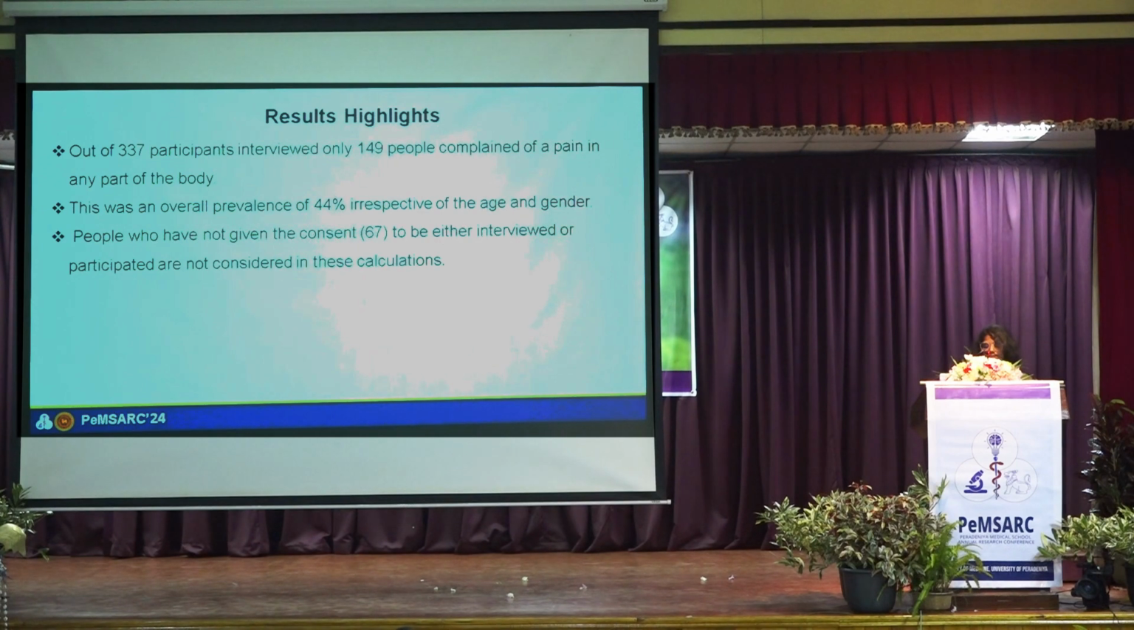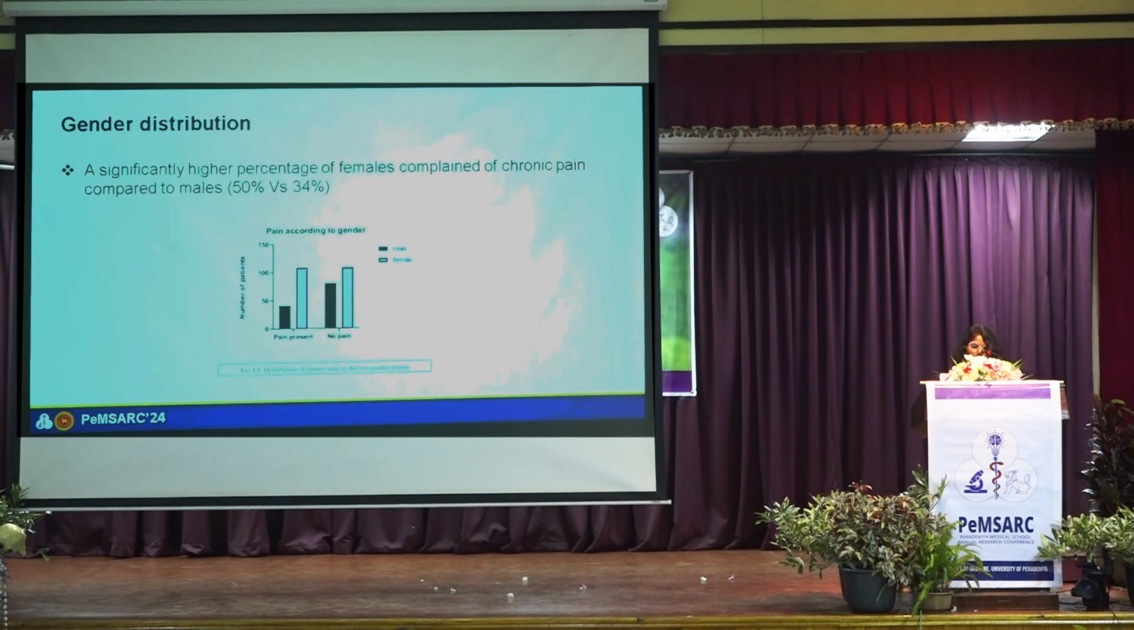And this was an overall prevalence of 44%, irrespective of the age and gender. And as I said earlier, 67 were not used for the calculations. And for the age distribution, a significantly higher percentage of females complained of chronic pain compared to males, which is 50% versus 34% chronic pain prevalence.